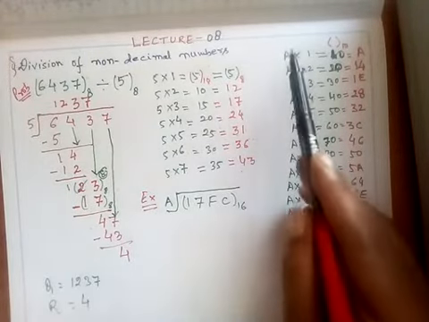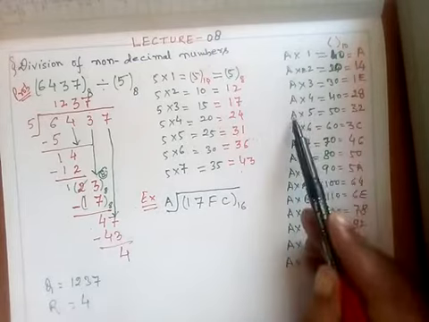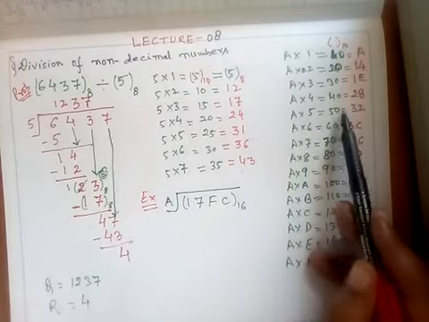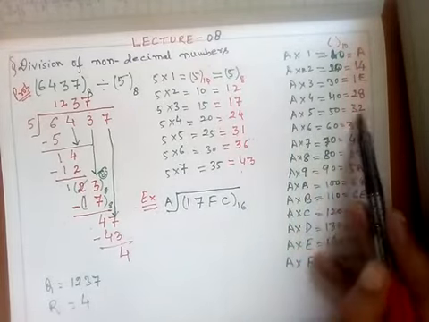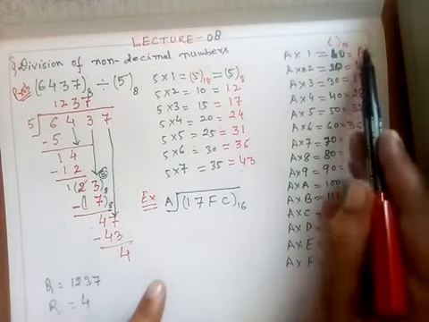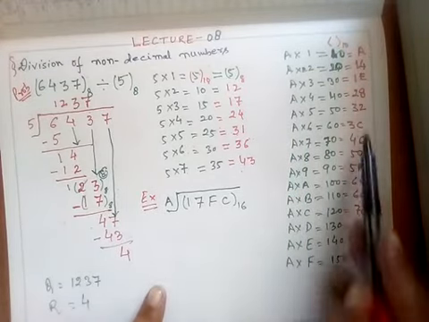Now it means A into 1 is A, or here A into 5. Normally 10 into 5 is 50, but here this A into 5 is 32. These are the numbers in base 16, what I have written with red color here.